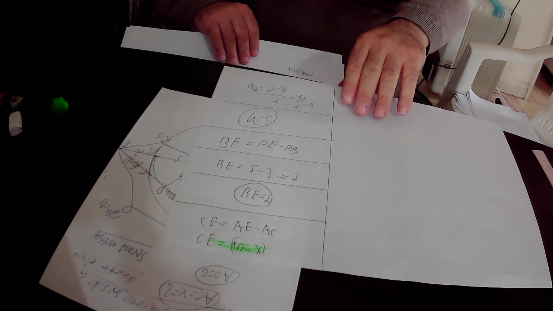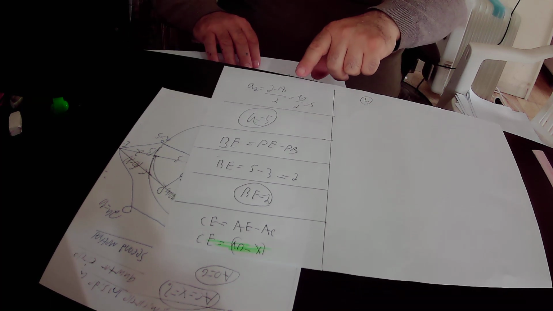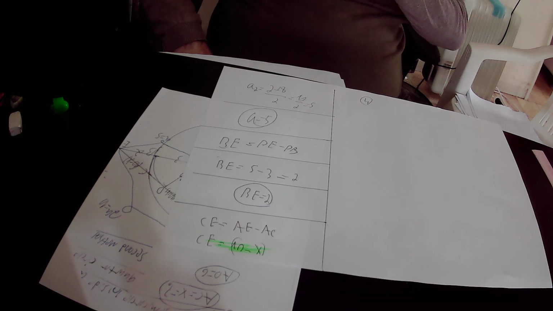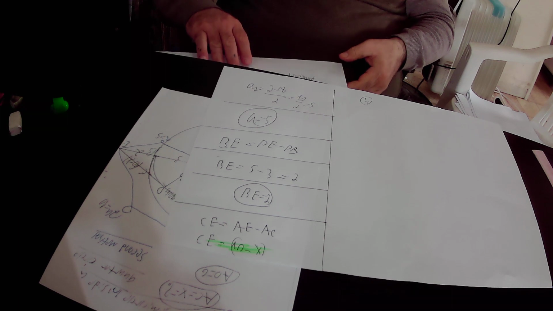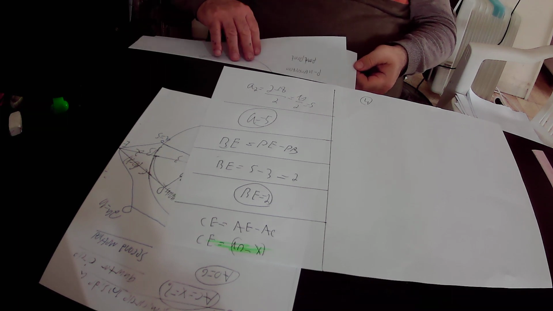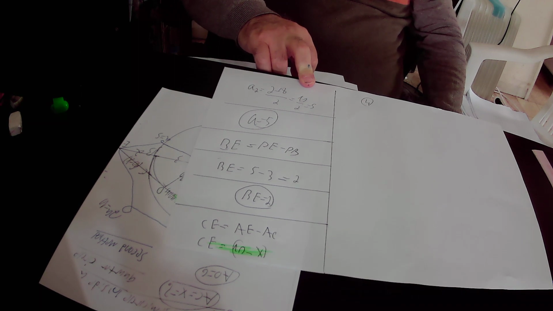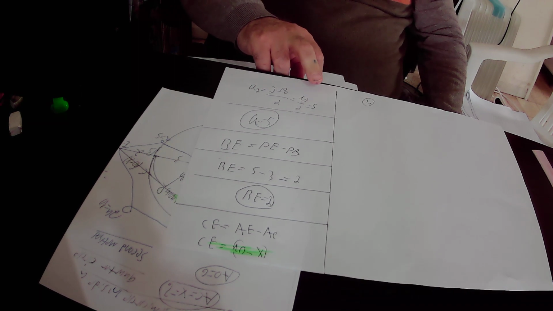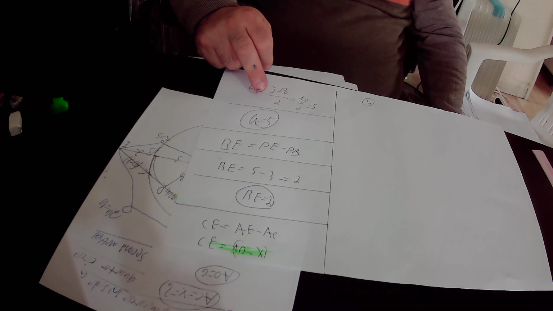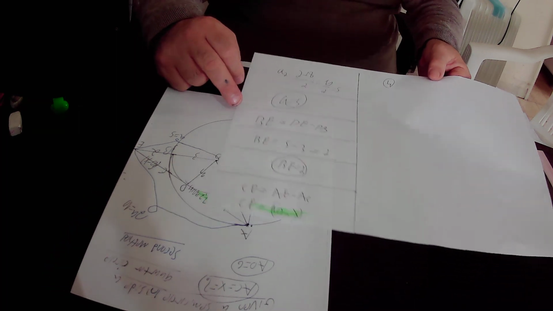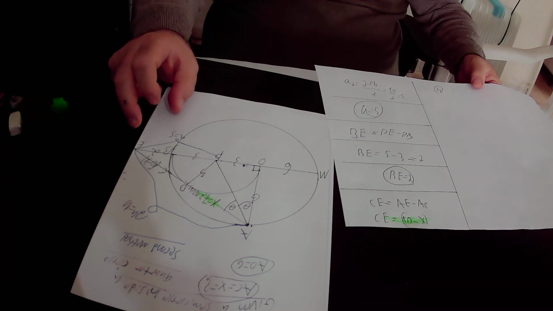that is A equals 2 plus 8 over 2. 2 plus 8 is 10, and 10 over 2 is 5. So I found out that A equals 5, and here, what is the length of BE?